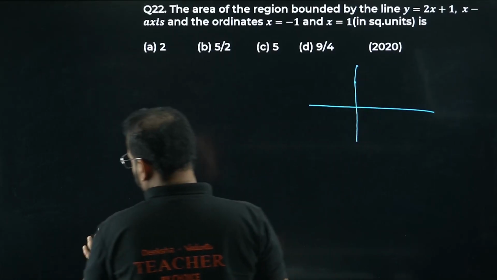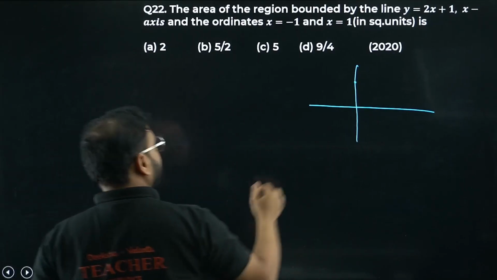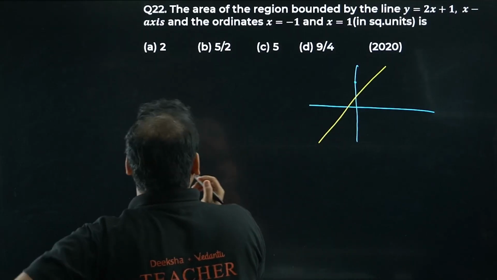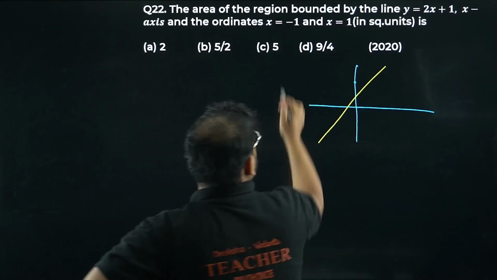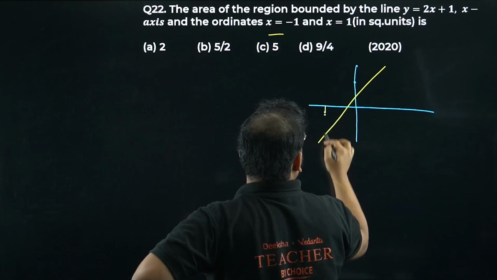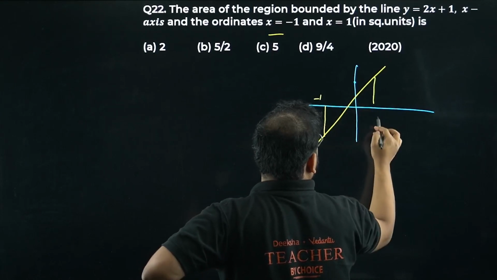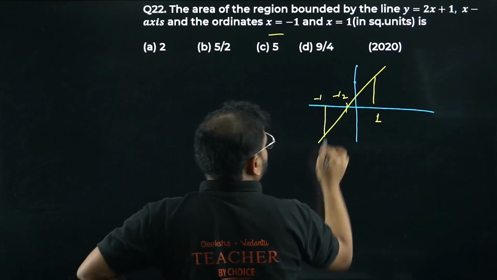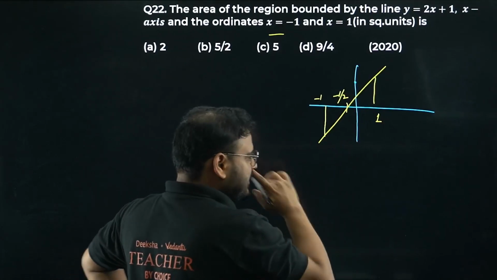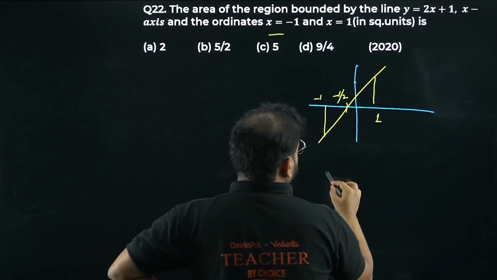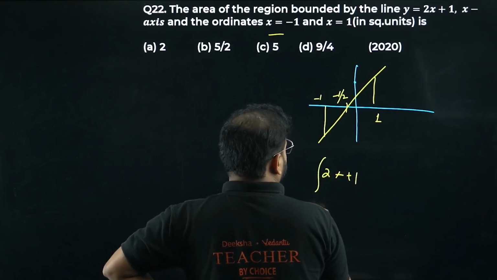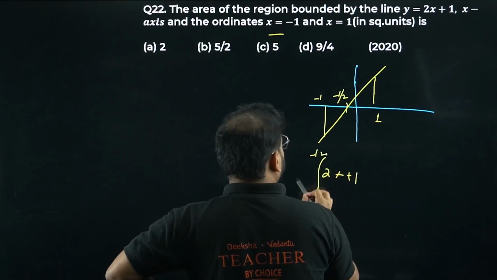Just give me 1 second. Something like this. And now we have x equals to minus 1 to 1. So minus 1 over here, 1 over here, and I have a point over here as minus 1 by 2. So basically, integrate this function 2x plus 1 from minus 1 to minus 1 by 2.